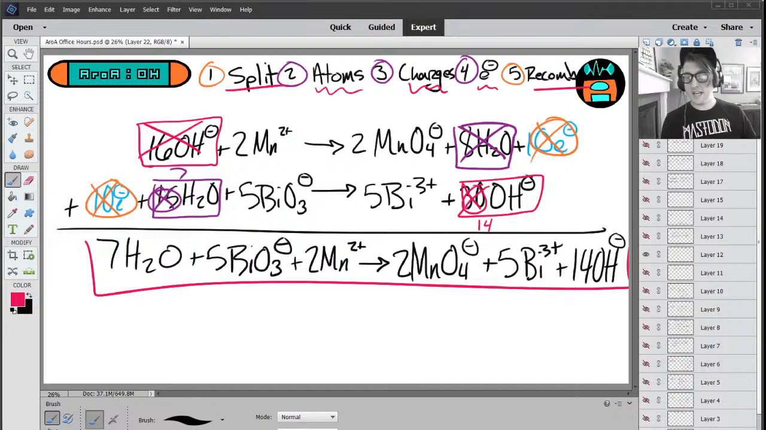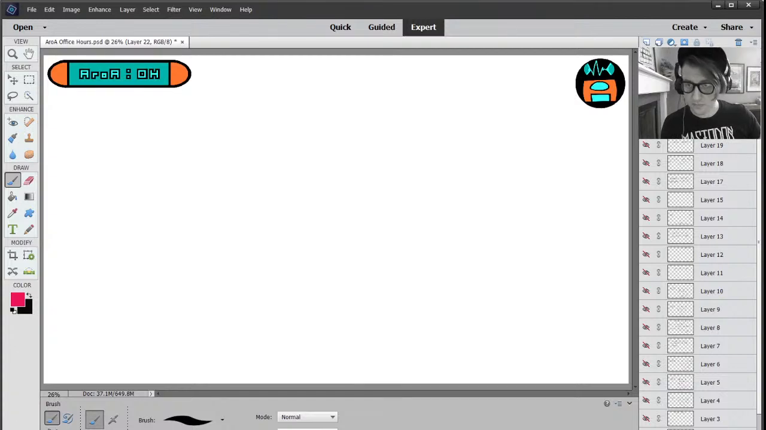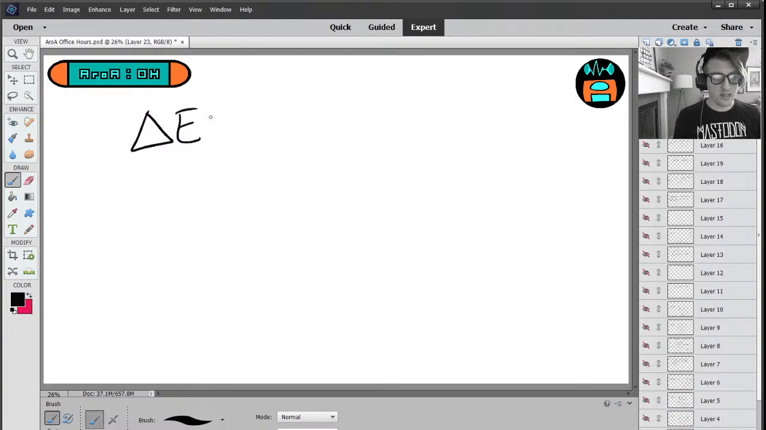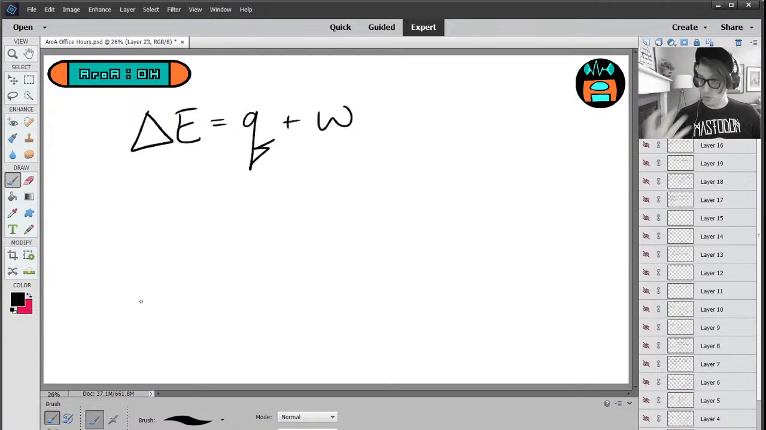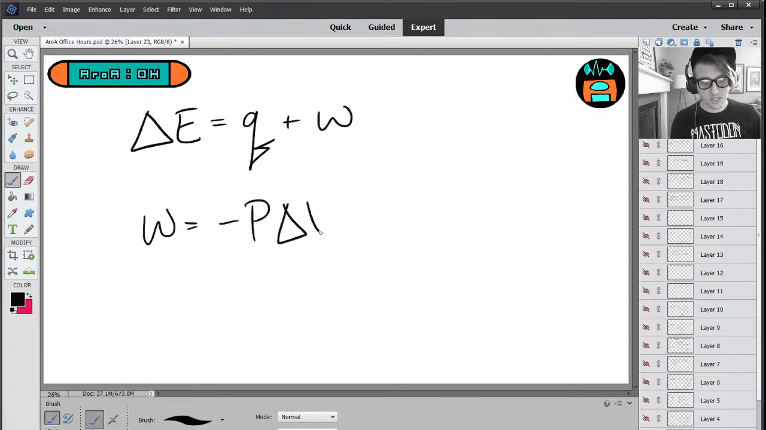So Julia, anytime you're dealing with, and we don't have enough time left in office hours to work a problem, but anytime you have a gas that is expanding or being compressed, you'll need to calculate the energy change with respect to work, because energy change is equal to the thermal energy change plus the energy absorbed or released through work, and work is equal to -1 times the constant atmospheric pressure times the change in volume, this delta V.